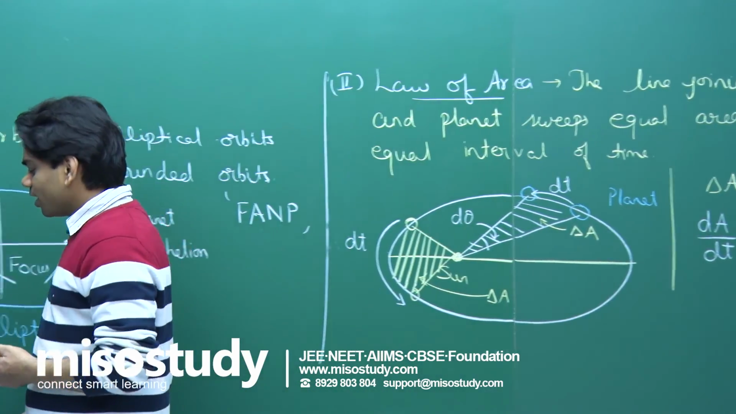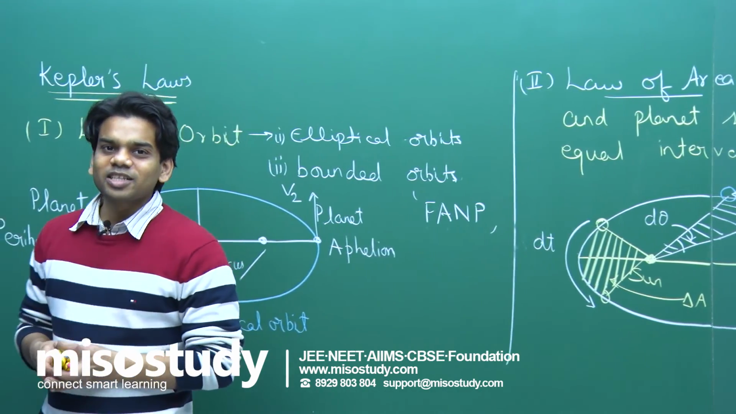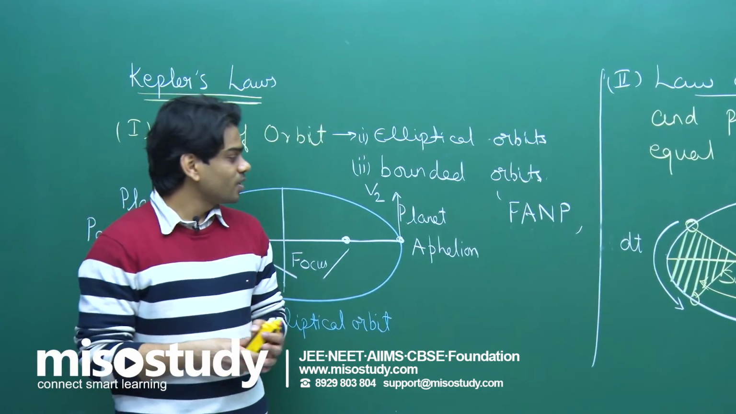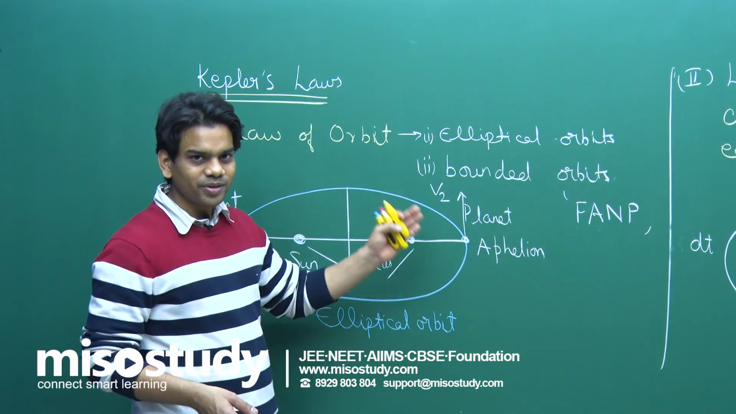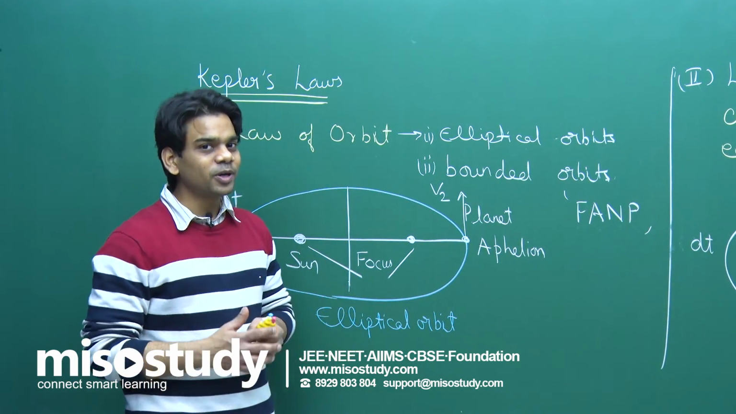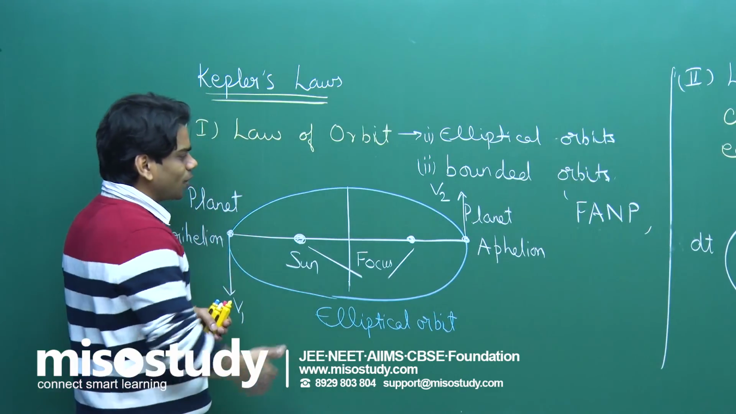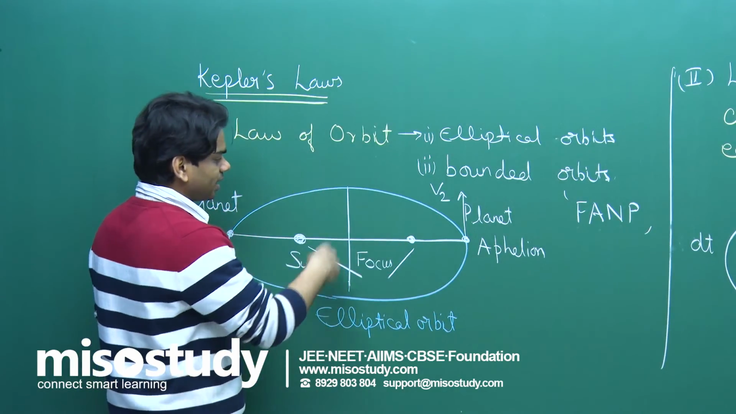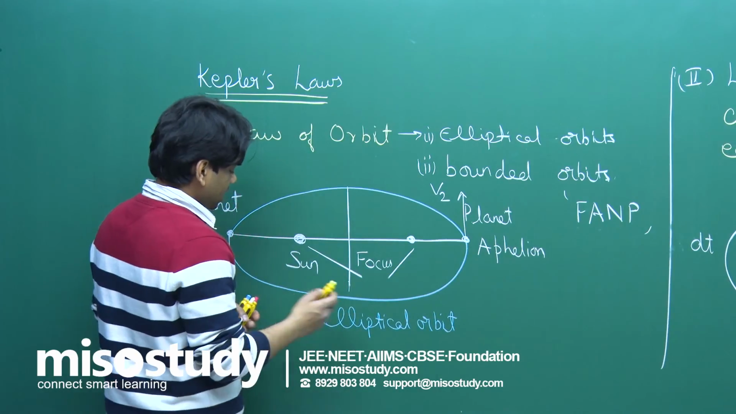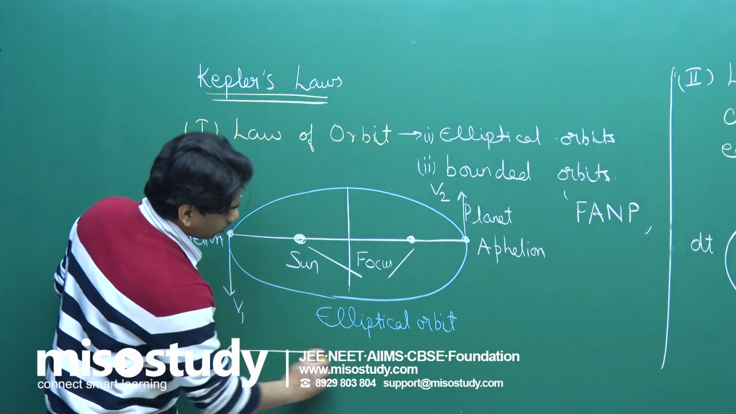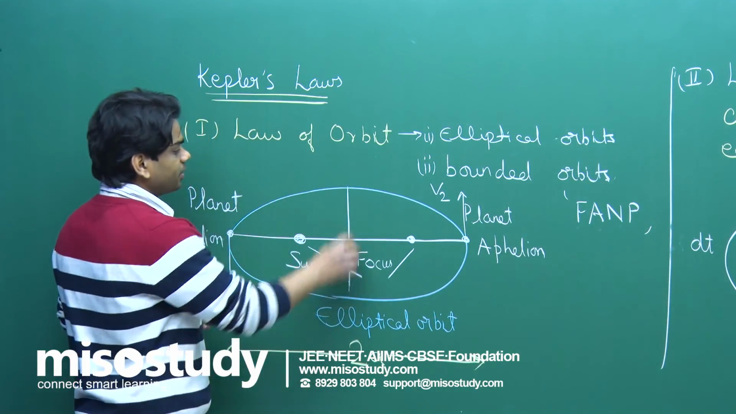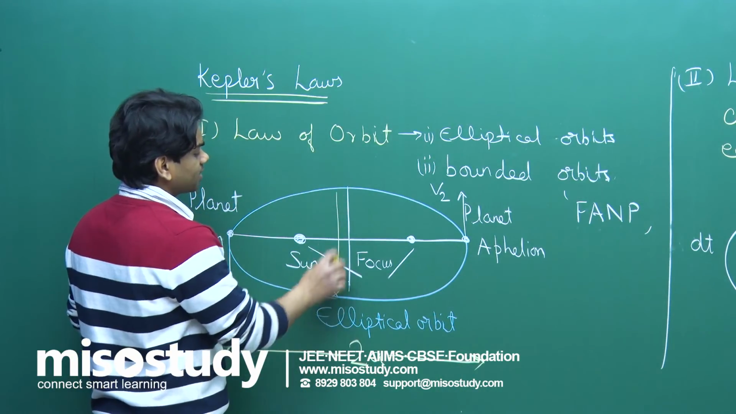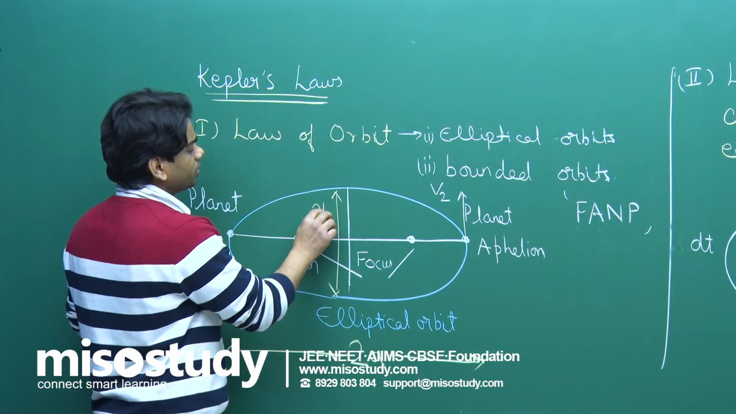The third law is based upon the planet moving in an elliptical orbit. First of all, I was talking about this elliptical orbit. This is the first law. I told you that every planet is moving in an elliptical orbit. Now I have shown you two axes. In the last class I told you this is the minor axis, this is the major axis. Let me give the length of this major axis as 2a, and the length of this minor axis as 2b.